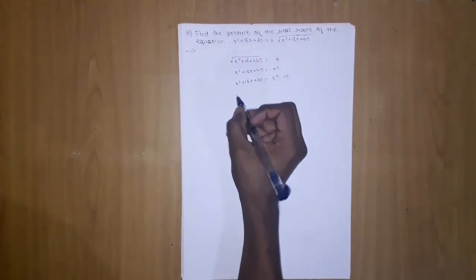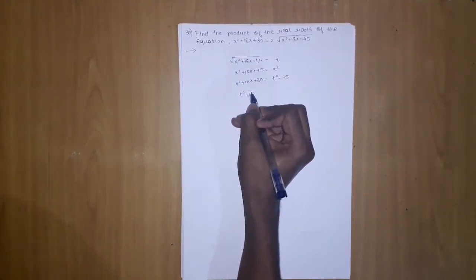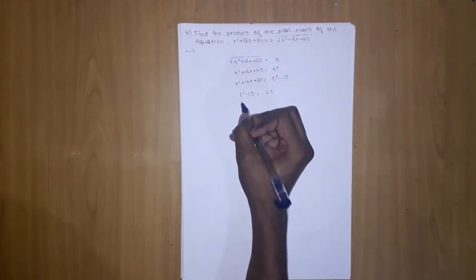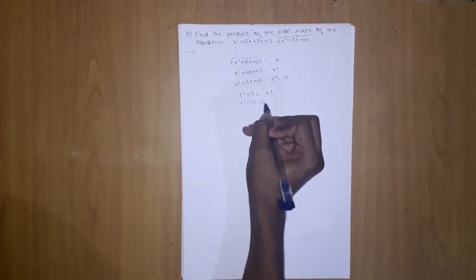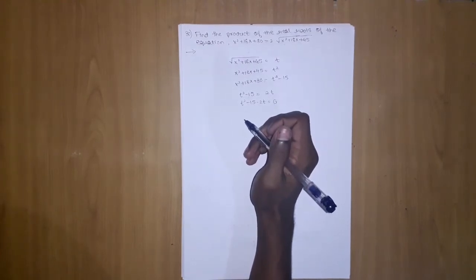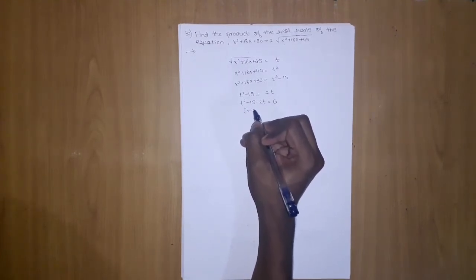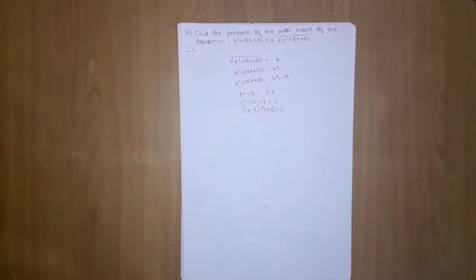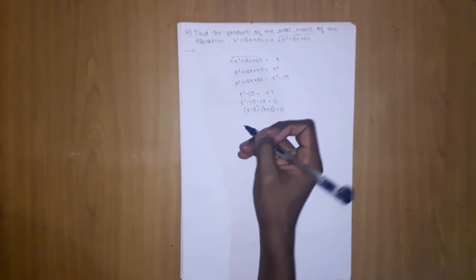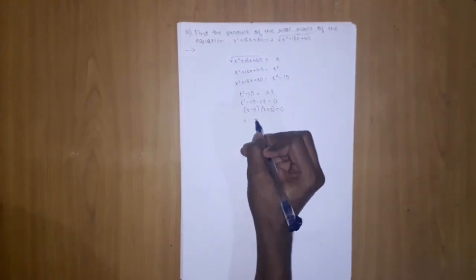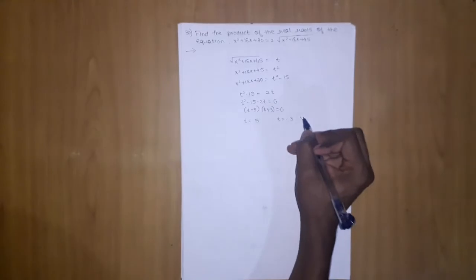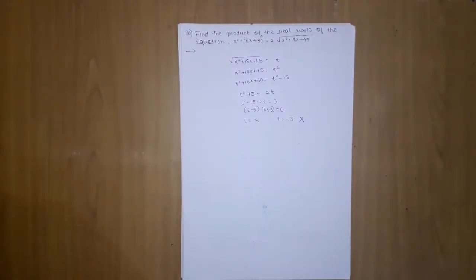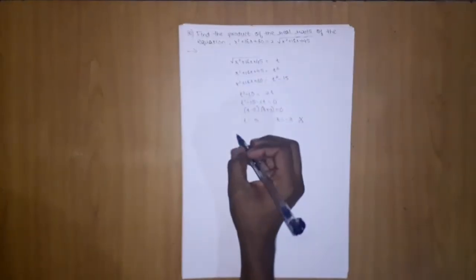Okay guys, now what I'm getting, t square minus 15, I can write it like this. This will be 2 into t, so t square minus 15 minus 2t should be equal to 0. Now when we solve it, we will get t minus 5 and t plus 3 equal to 0. Now t equals 5 and t equals minus 3, but t equals minus 3 is not valid because under root it is always positive. So t equals 5 is the only solution.